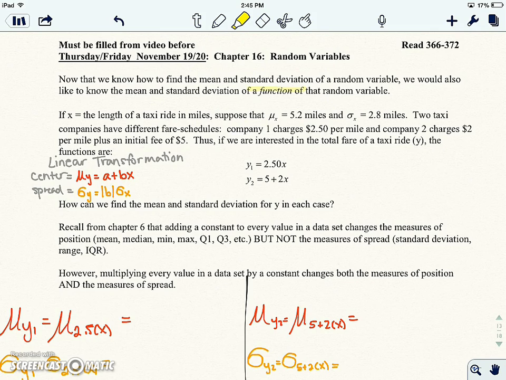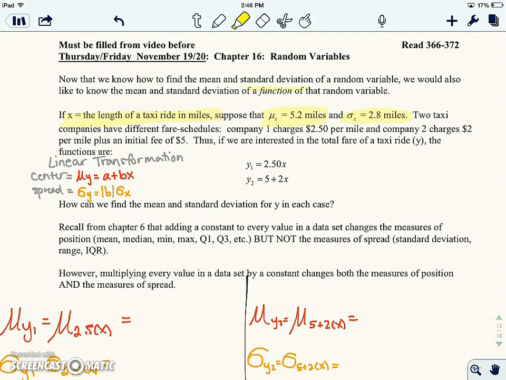If x is a random variable that's the length of the taxi cab ride in miles, that's a continuous random variable, okay? We can suppose that the average ride is 5.2 miles with a standard deviation of 2.8 miles.